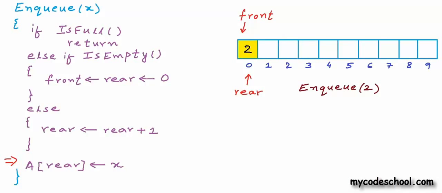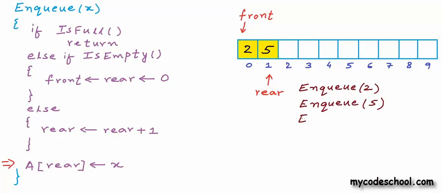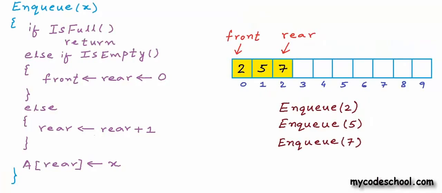Front and rear of the queue are the same. Let's make another call to enqueue. This time I want to insert number 5. This time the queue is not empty, so rear will be incremented. We have added a cell to the queue by incrementing rear, and now we will write the value 5 at the new rear index. Let's enqueue one more number. I have enqueued 7. Let's now write the dequeue operation.